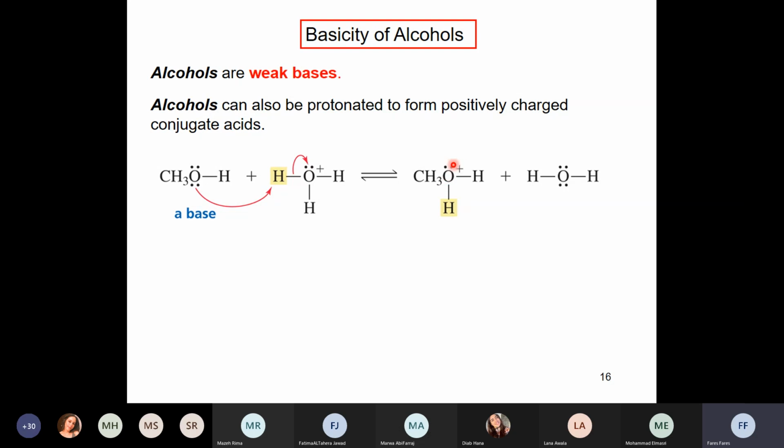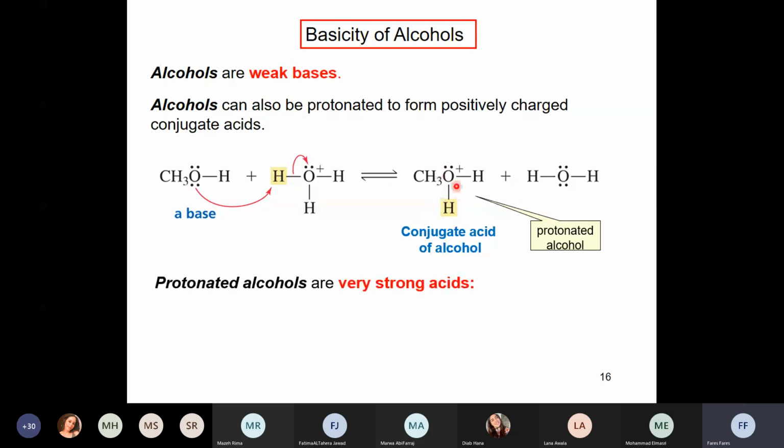A positive charge developed on the oxygen and the relationship between this new form of the alcohol and the alcohol itself هو عبارة عن هذا conjugate acid of the alcohol. So this is the conjugate acid of the alcohol. وطبعا we create the conjugate acid by adding H plus to the alcohol. These compounds are strongly acidic. فيني نسميه sometimes protonated alcohol. يعني alcohol after we add H plus to it.